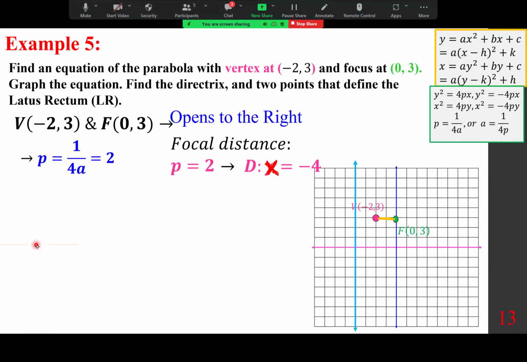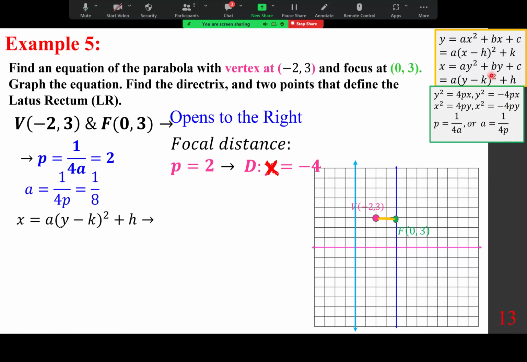p is 1 over 4a, and we know it to be 2. Again, this is the relationship: p equals 1 over 4a, and we know it to be 2. So it makes a equals 1 over 4p, or 1 over 8. And it opens to the right. We can go with that formula if you will.